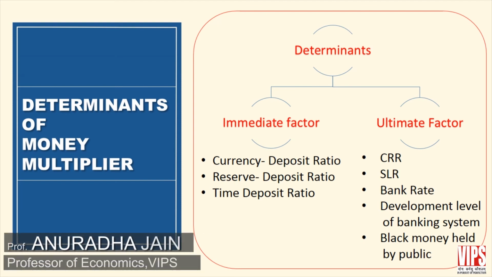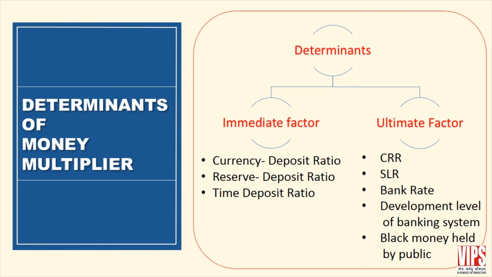Now as we have discussed, if CRR, SLR and bank rate increase, then the commercial banks are left with less money to give loans, or the loan amount goes down, and therefore credit creation by the commercial banks goes down and M is negatively impacted.